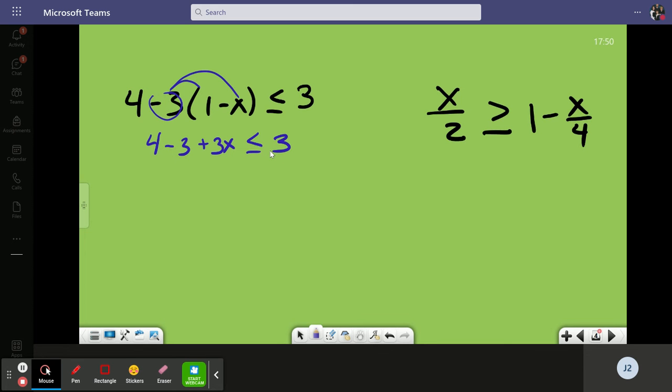Okay. What do I have for like terms on this one? 4 and negative 3. So now simplifying that, I've got 3x plus 1 is less than or equal to 3. Subtract that 1 from both sides, and 3x is less than or equal to 2.